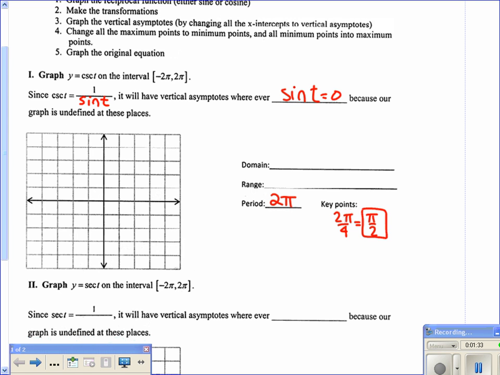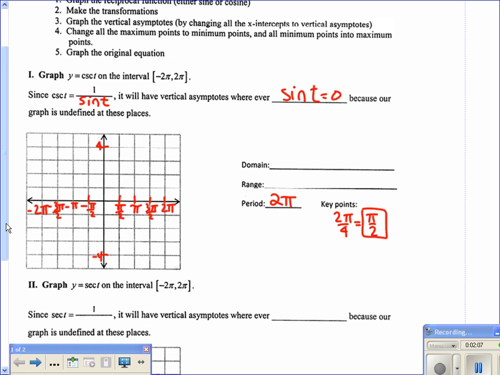On my graph, I have to label everything. So pi over 2, pi, 3 pi over 2, and this is going to be 2 pi. And then we want to graph all the way to negative 2 pi, so this is negative pi over 2, negative pi, negative 3 pi over 2, and negative 2 pi. And then, of course, we always want to label our y-axis as well, so this is 4 and negative 4.